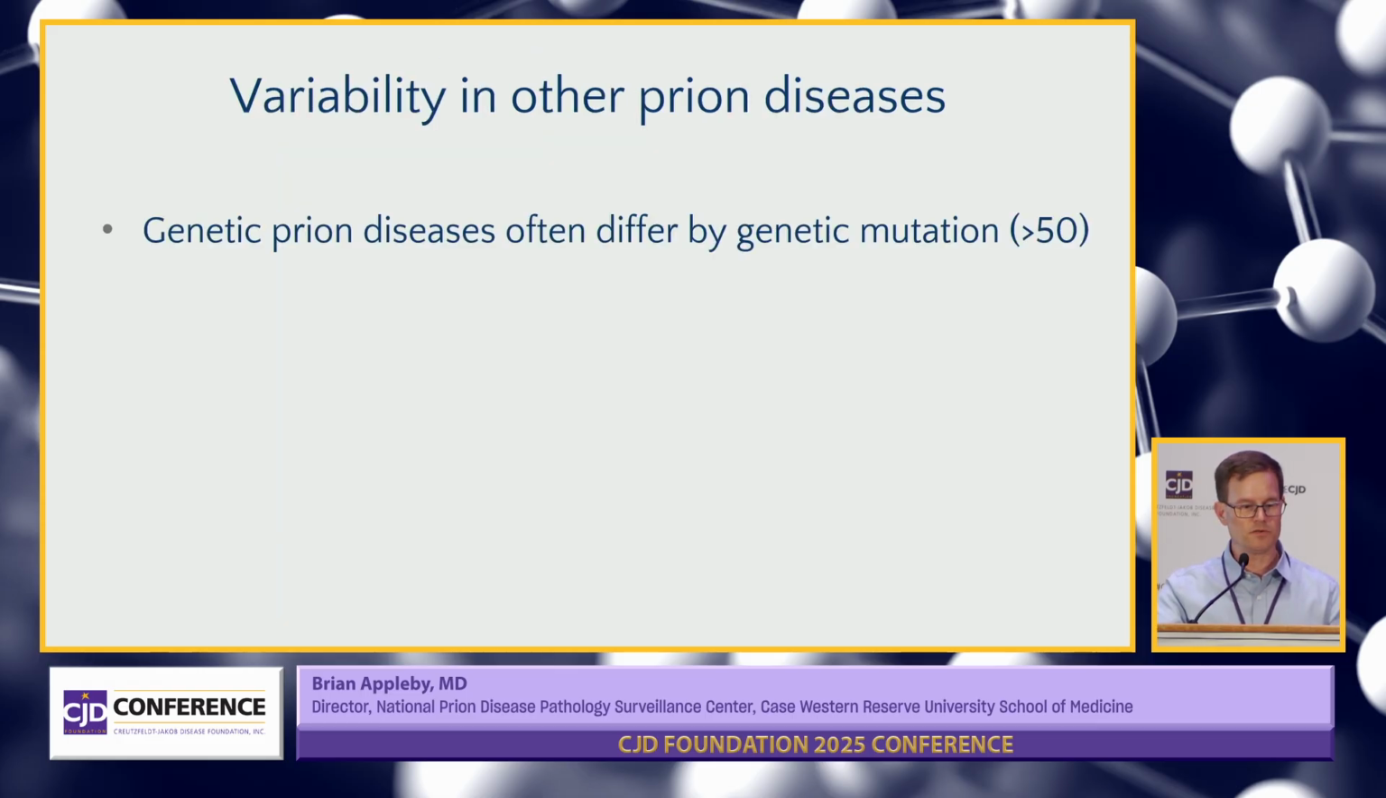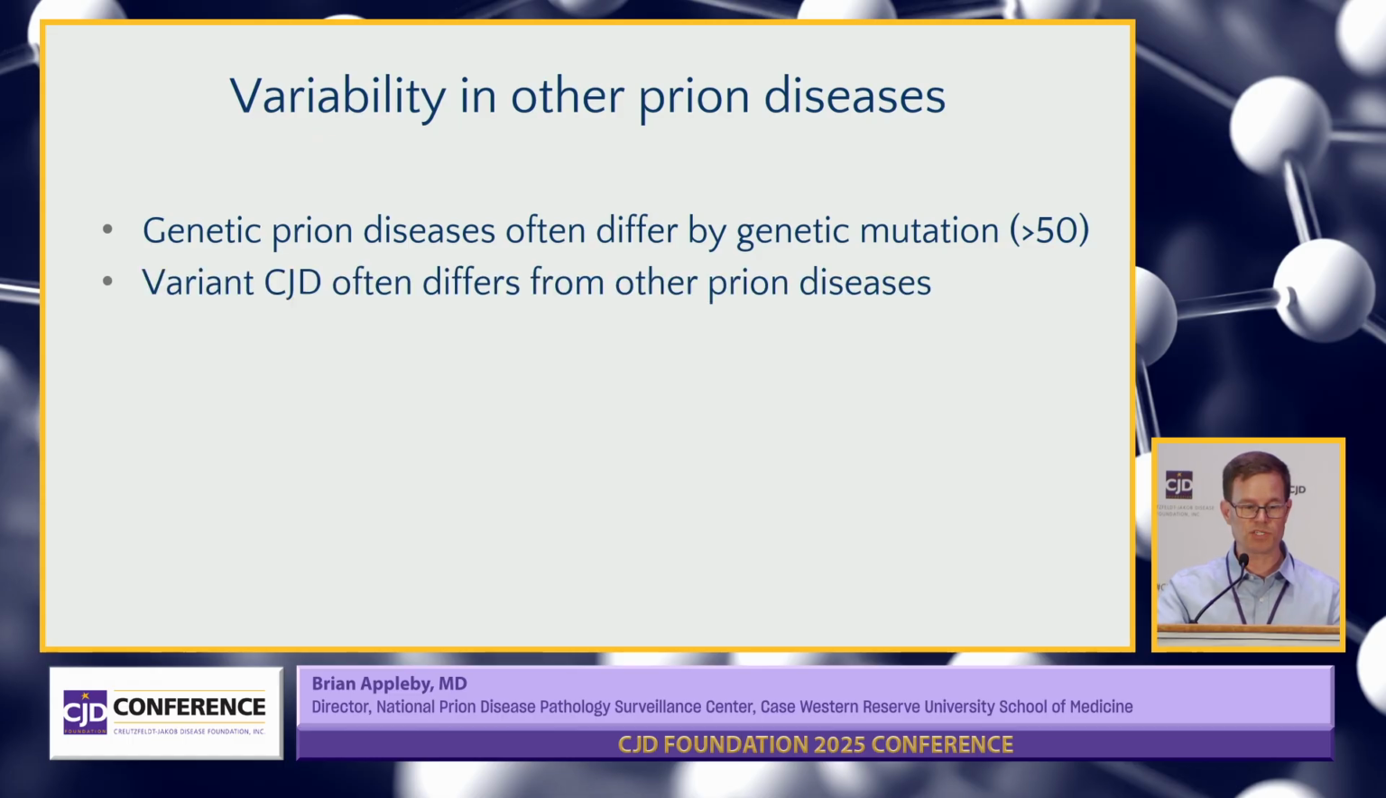There are other things too. For genetic prion disease, as I said, there are a lot of different genetic mutations, over 50. As you can probably imagine, the illness looks different depending on what mutation it is. Variant CJD, the kind due to eating meat contaminated with mad cow disease, looks quite different from other prion diseases. It tends to affect younger people and tends to present more with psychiatric or sensory symptoms. And then, of course, there's the possibility of new prion diseases, which you'll hear about more on Sunday.